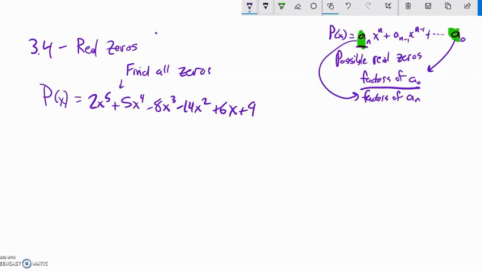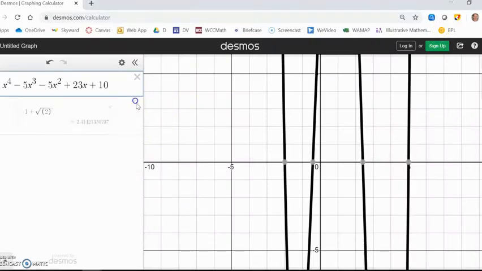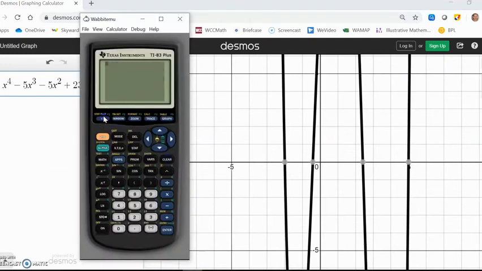I have this fifth degree polynomial, so I'll have at most 5 zeros. So I think what I'm going to do with this one first, I'm going to use my tools. I'm going to graph that on my graphing calculator, since that's what I'm going to ask you to use on the test, and see what it gives me. So this is fair game. So I want to graph. And I hit that graph button.